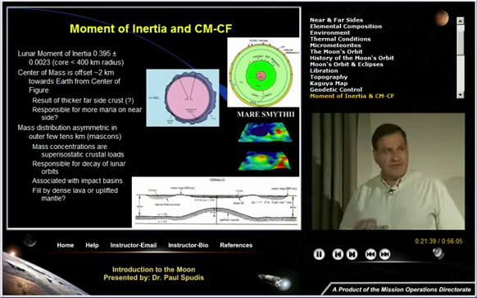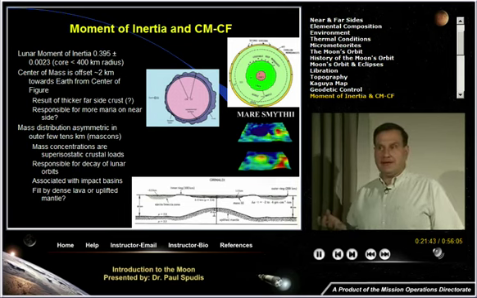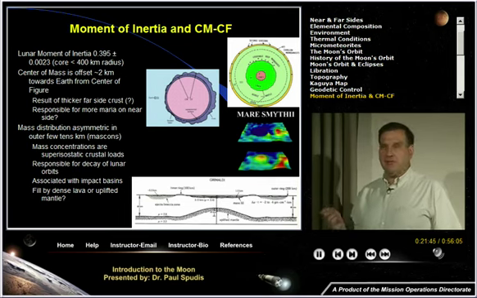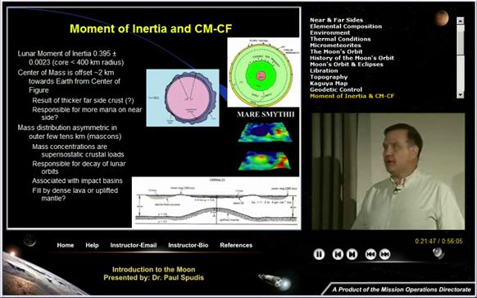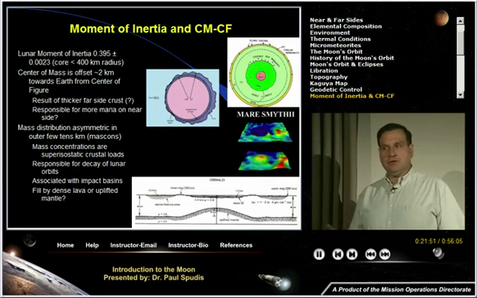Lunar Prospector found that effect, and from that measurement, they estimate that the core is about 400 kilometers in diameter, roughly 1% of the mass of the moon, and consists, at least in part, of highly conductive iron. Now, in addition, when you look at a slightly shallower depth, the moon is very lumpy.